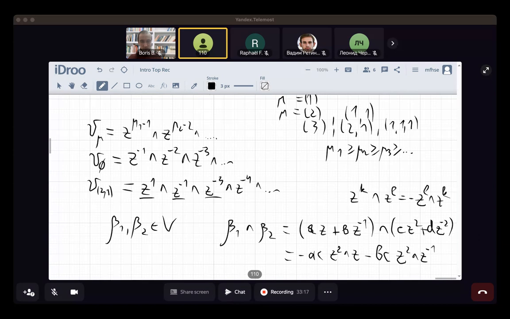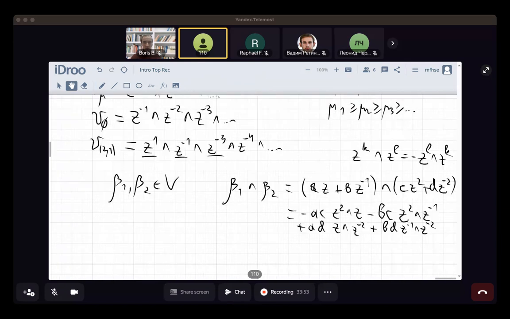What else? Plus d z wedge z minus 2, and plus bd. Plus bd, yes, plus bd, z minus 1 wedge z minus 1. Okay? So you use the anti-symmetry in order to always write them in the descending order. And then you can consider an infinite product.